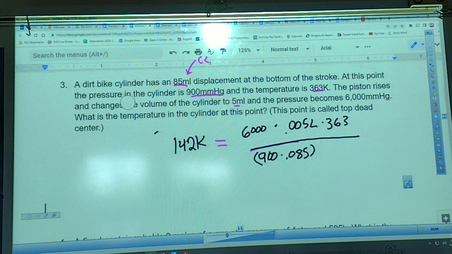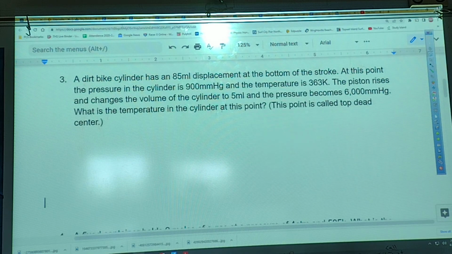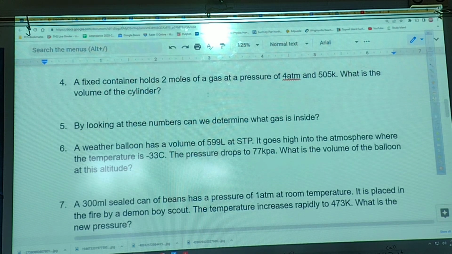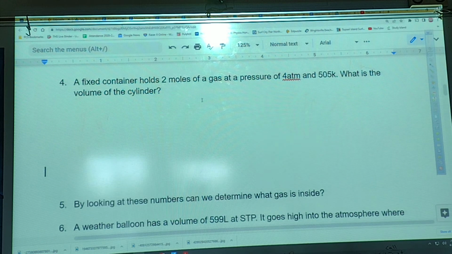So this is not real because 142 Kelvin is super, super cold. So I don't know if I created this problem or something, but the answer is 142, but in reality, that's nonsense. I think you can agree. A motor doesn't get cold like that when it's running.